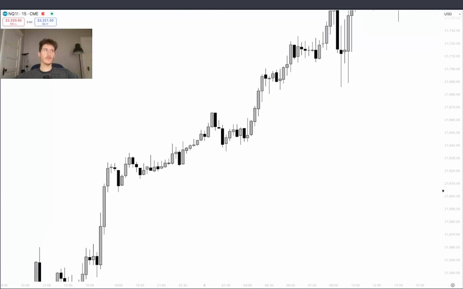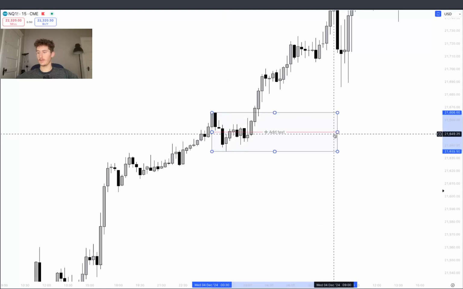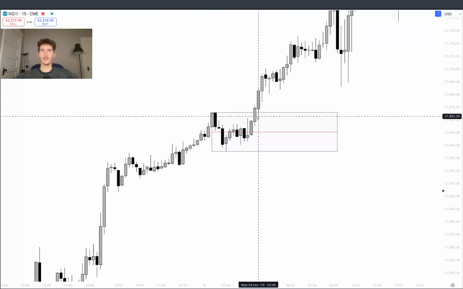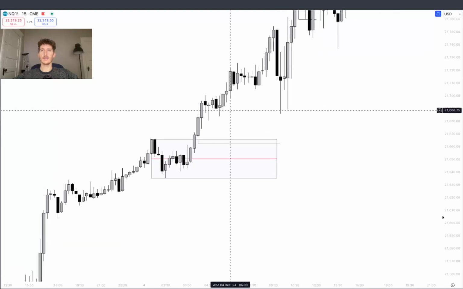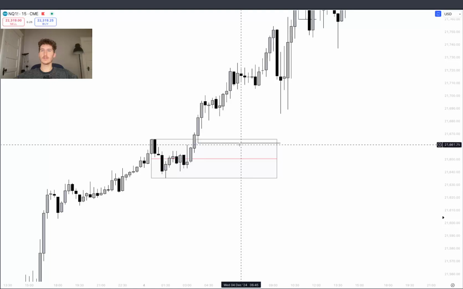Here's an example, not of the trade actually playing out or there being a trade off of it, but here's an example right here where we tap into this. If we had stayed bullish the entire time and come back and touch this, this would be a place that I'll be looking for trades from.